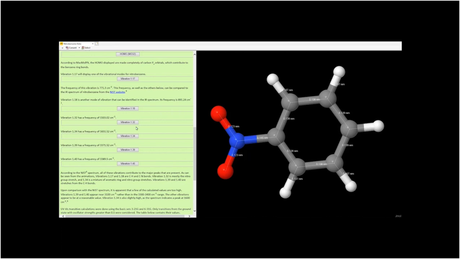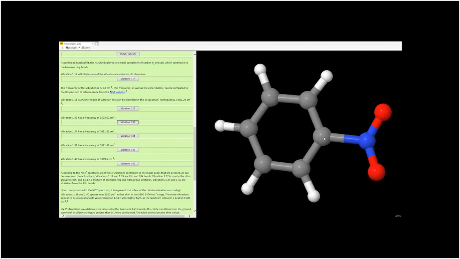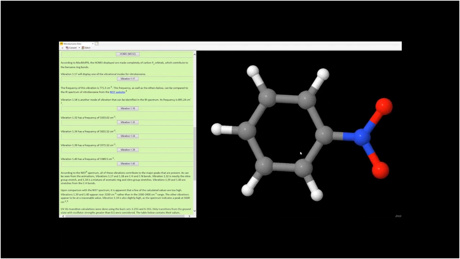Now when we hit this molecule with infrared light with a frequency of 1500 wave numbers, this is the vibration that the molecule experiences. What you can see here is that the vibration is mostly around the nitro group and around the nitrogen-oxygen bonds.